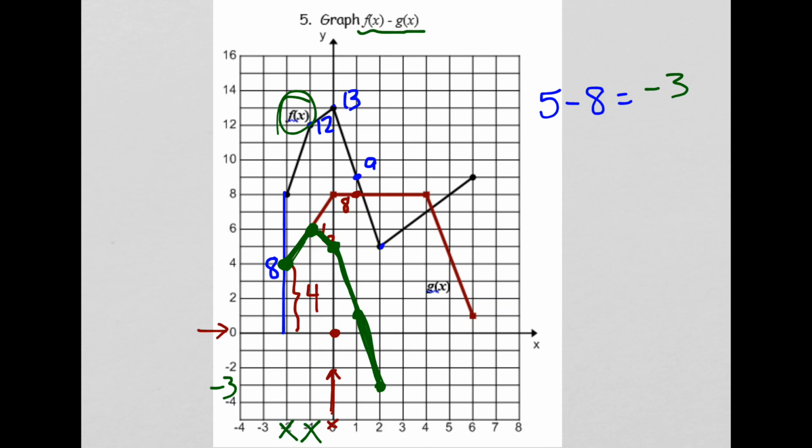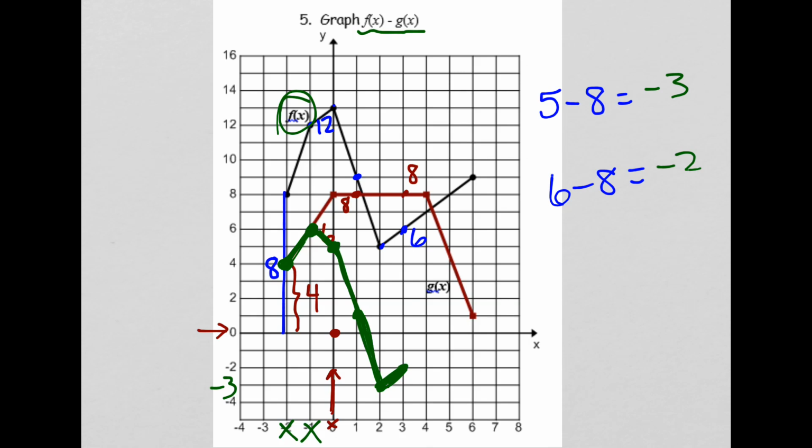Let's keep doing a few more of these. When x equals 3, well, my red value is still 8. That's okay. But the first one that we have to pay attention to is the blue or the black one, which was 6. So this is actually 6 minus 8, which is -2. So now I'm back up to -2.